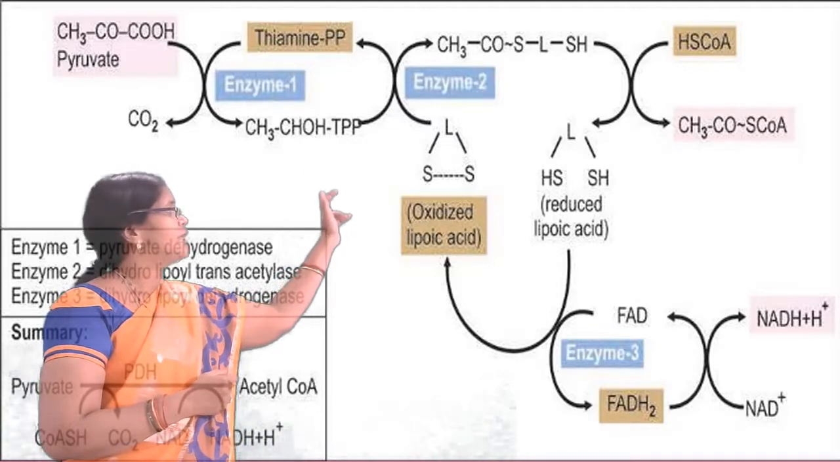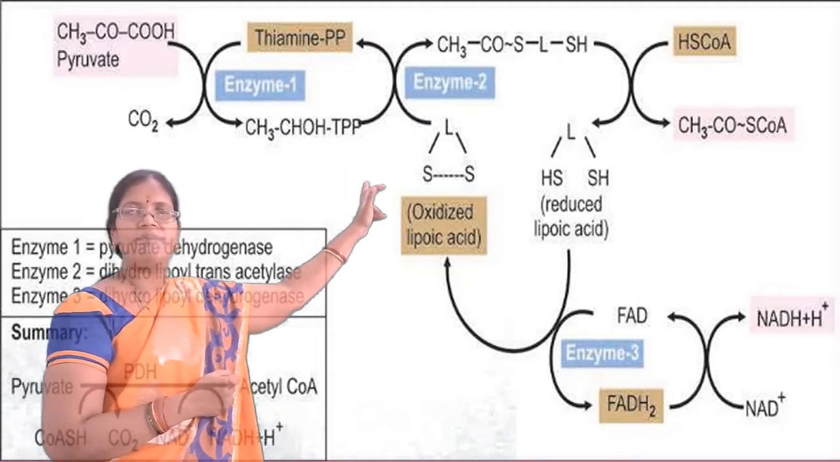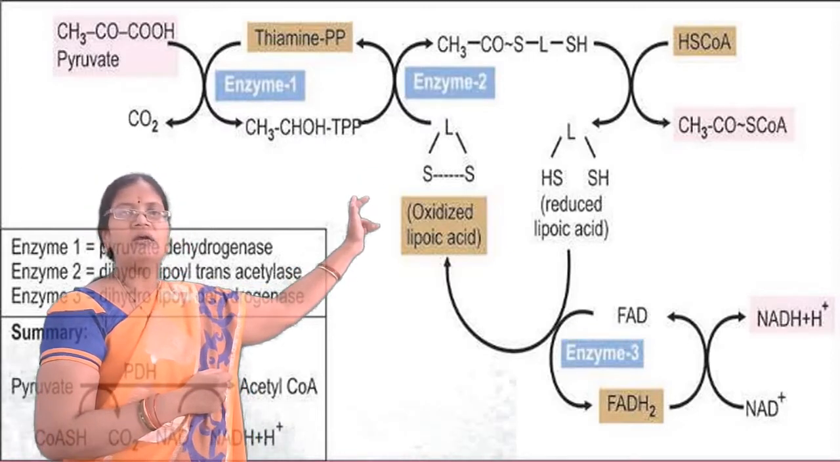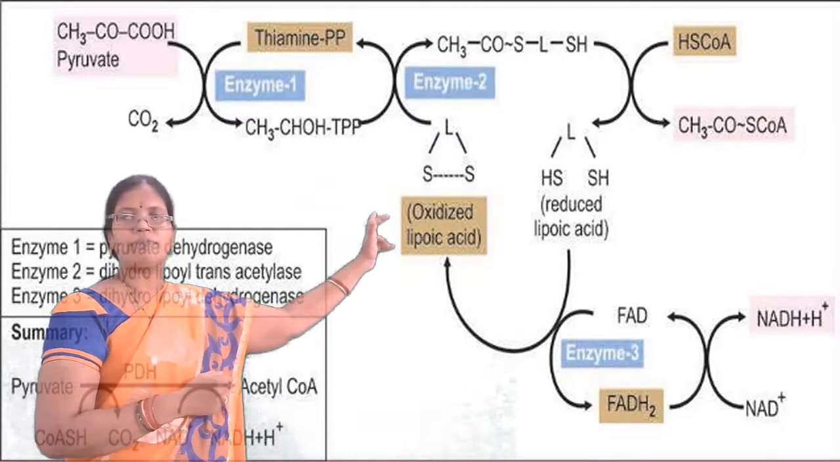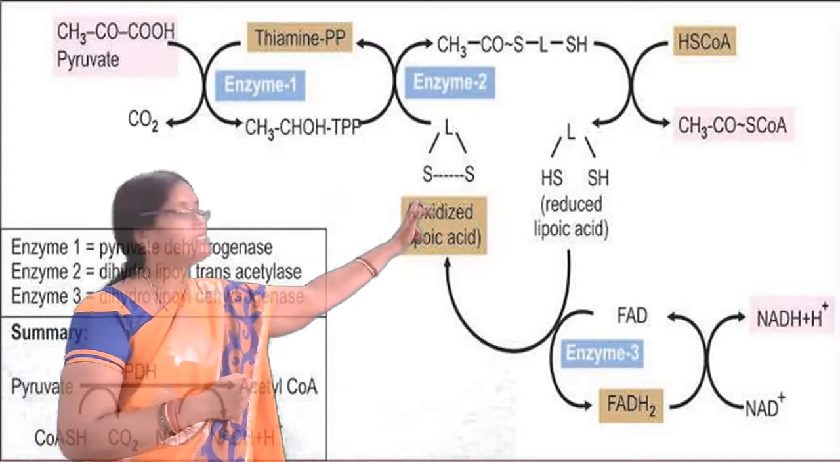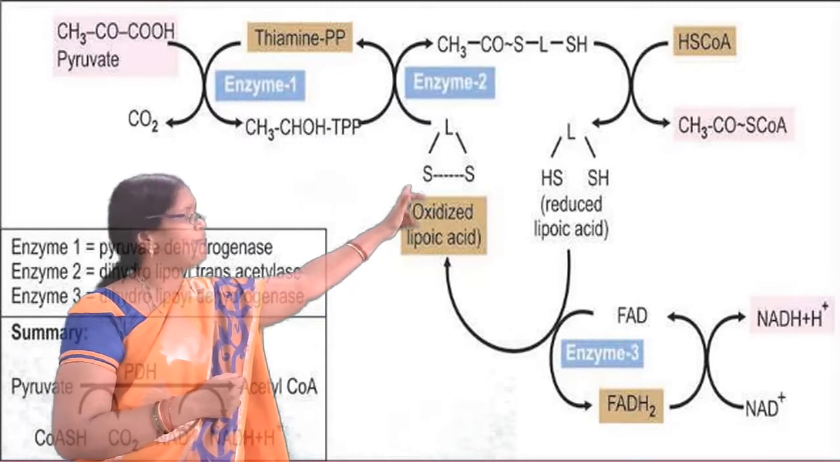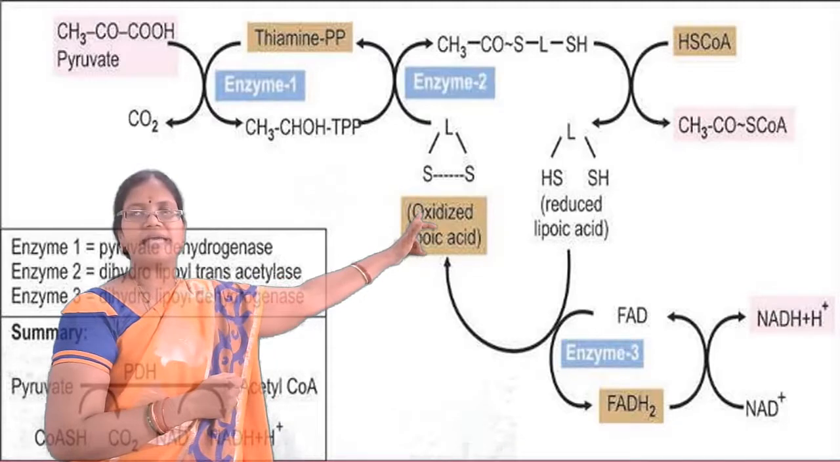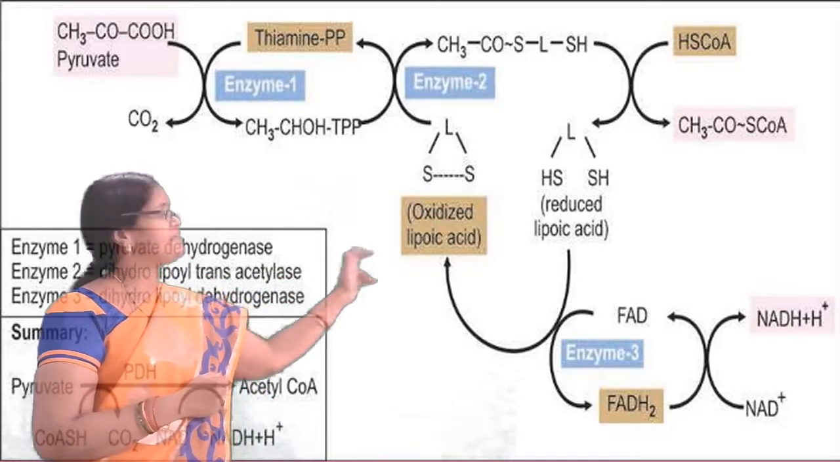Then, the hydroxyethyl group is transferred to the lipoamide, which is the second coenzyme, in presence of the enzyme dihydrolipoyl dehydrogenase. As a result, the lipoic acid will be reduced, and the side chain is transferred to coenzyme A, as it is acyl CoA, and as a result, acetyl CoA will be produced, and the reduced lipoic acid will be regenerated.